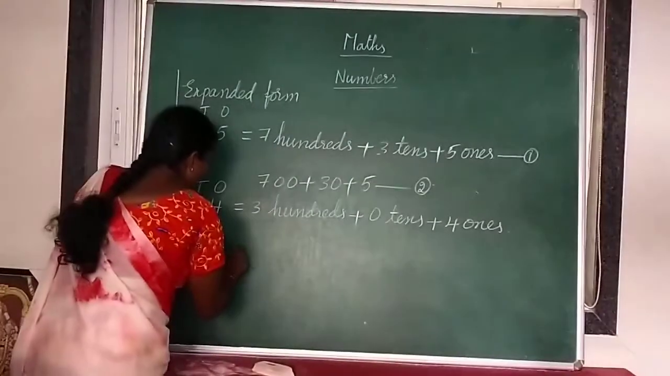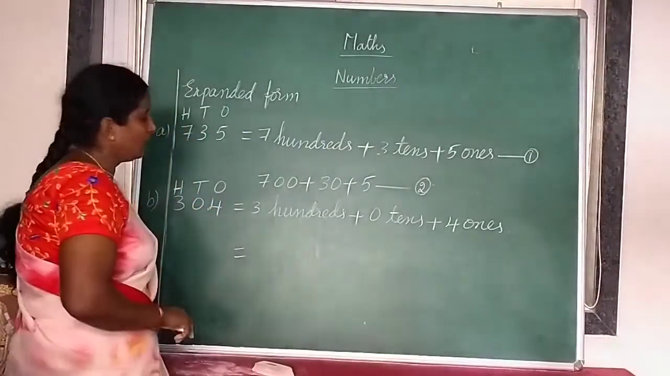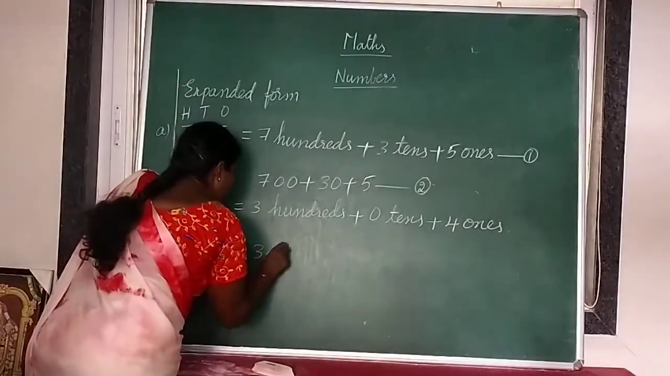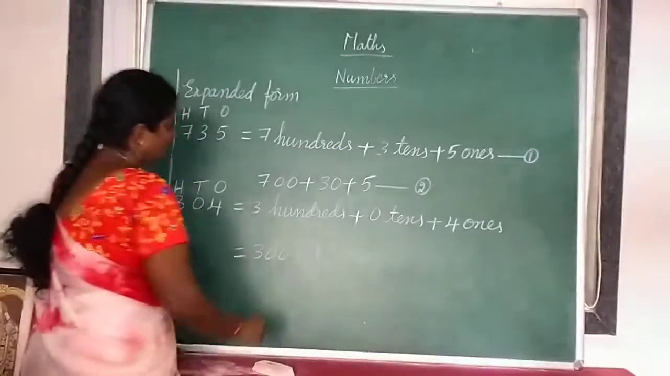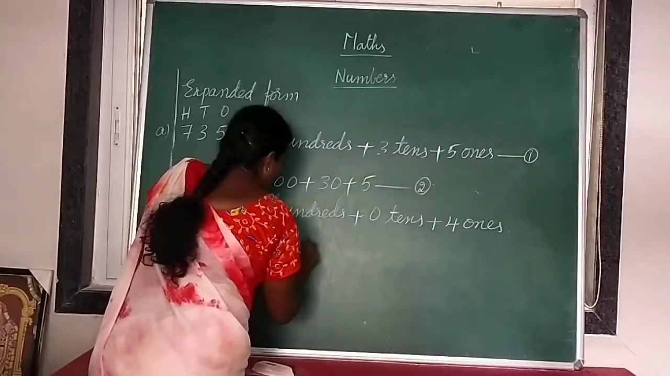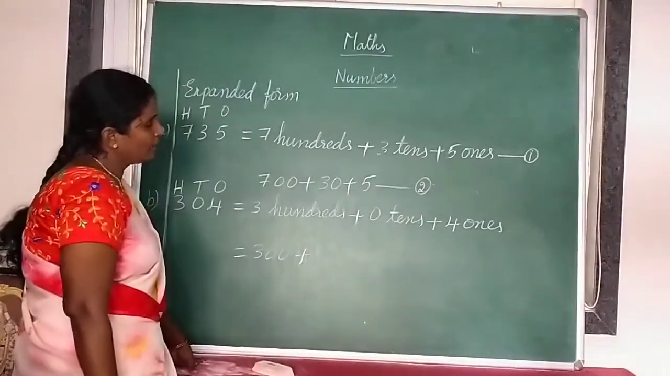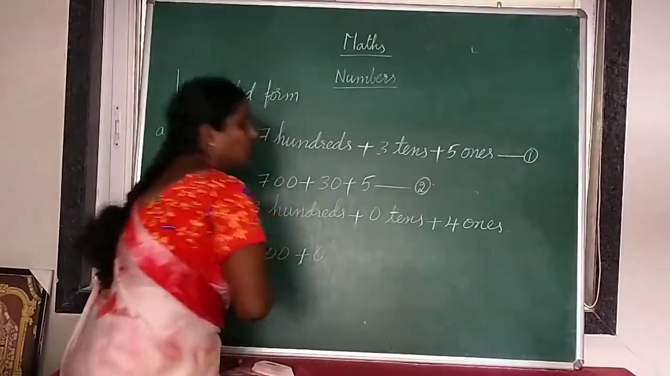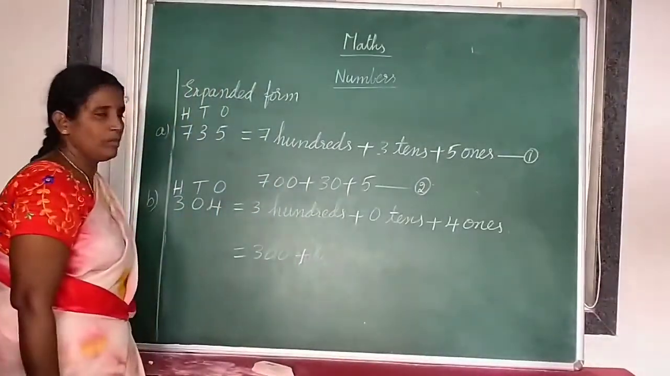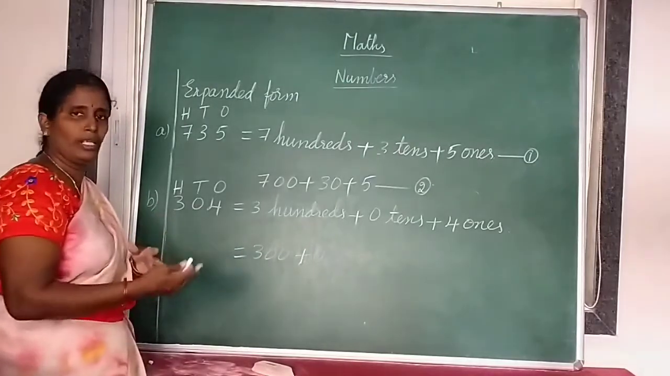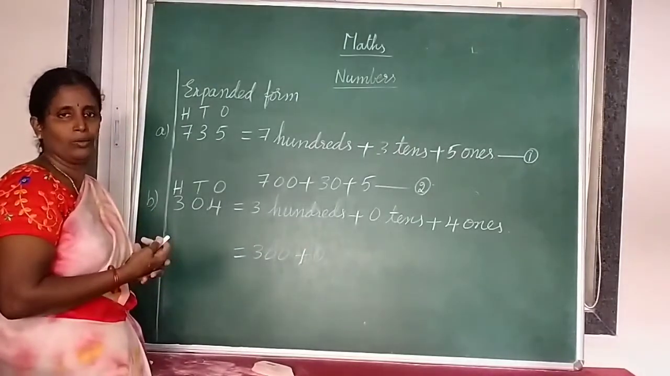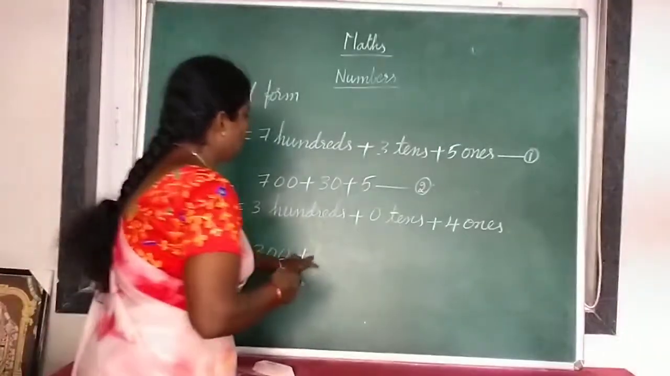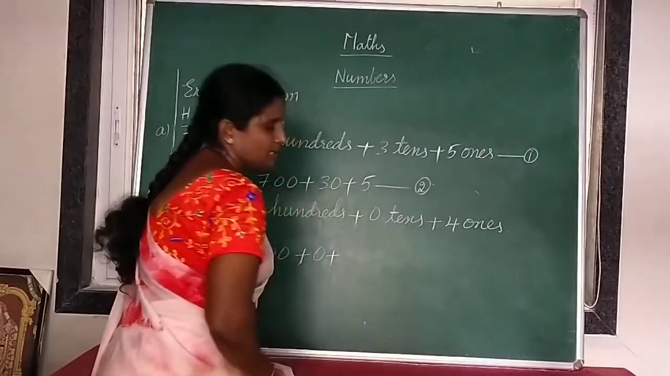In one more method, 300s is nothing but 300. 300 plus how many tens are there? 0 tens, so it is nothing but 0. 0 hundreds, 0 tens, 0 ones is nothing but 0. Understood? Place value of 0 is always 0. So 0 plus 4 ones, so 4.